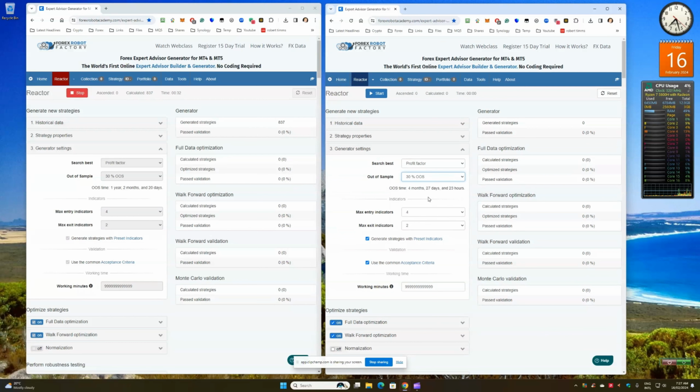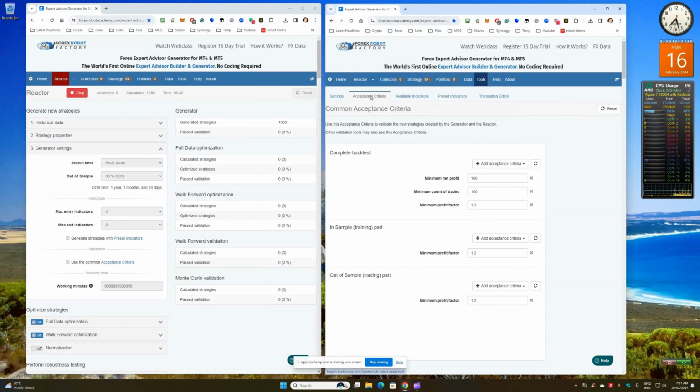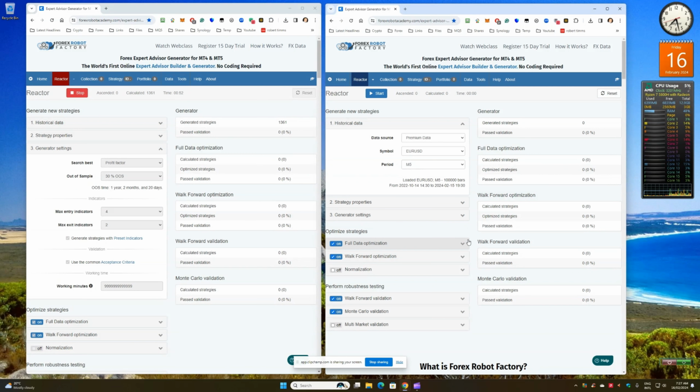say 30% out of sample data. We are going for the highest profit factor. In the acceptance criteria, I've actually set the profit factor to a minimum of 1.2. So as long as the expert advisors generate a profit and the profit factor is more than 1.2, then it will add to our collection, and we'll see how many we can download at the end of this test.